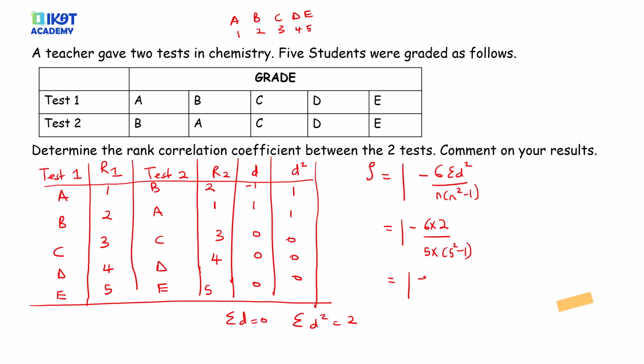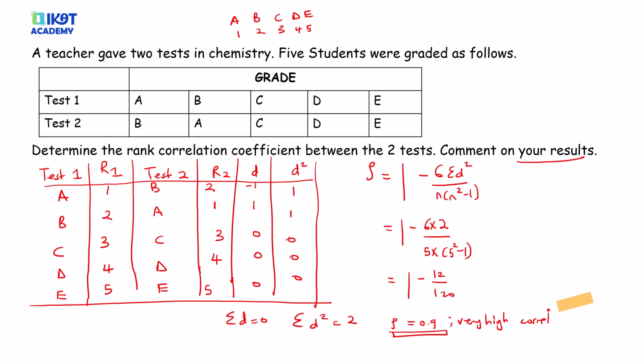So most of this is just how properly you're going to use your calculator. And you get here 0.9. Now here the question has said comment on your results. Remember, it gave us a range. Now there's a very high correlation. Very high because it's 0.9.